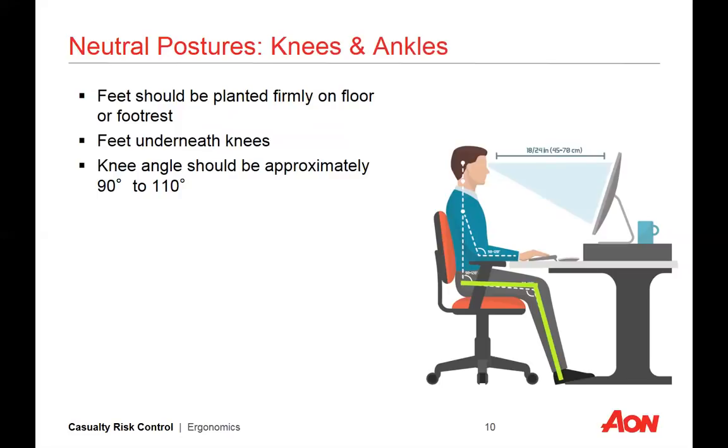When it comes to knees and ankles, in a seated position, the neutral posture of knees can be achieved with knee angle at approximately 90 to 110 degrees, with feet planted firmly on the floor or footrest underneath the knees.